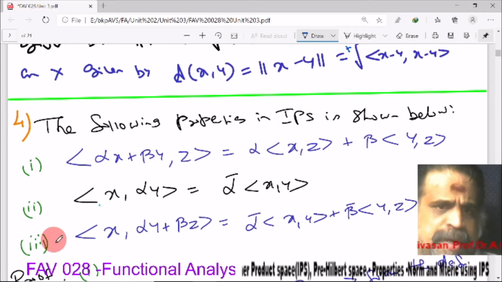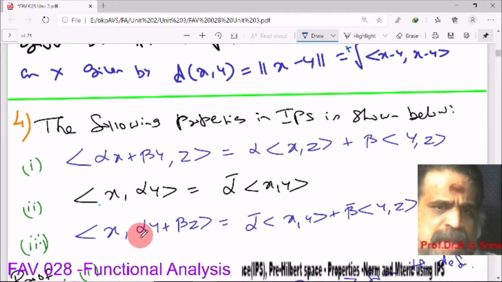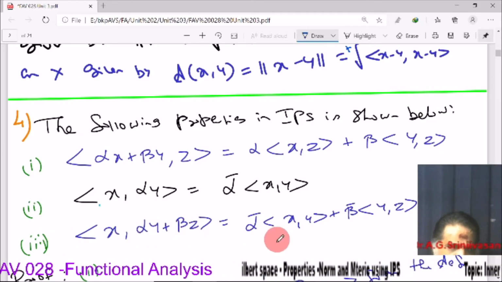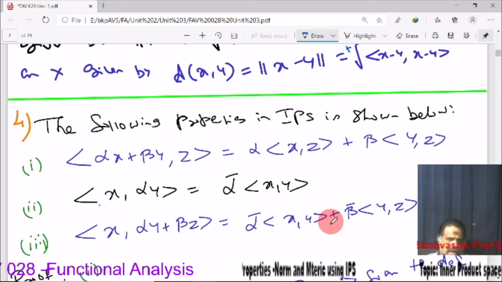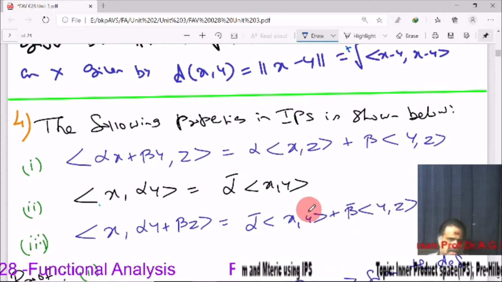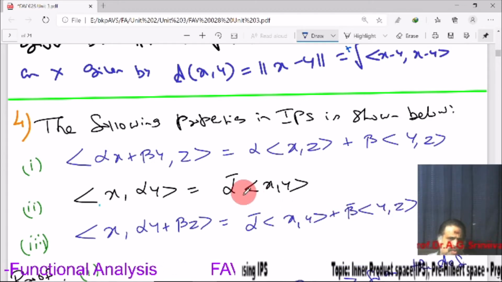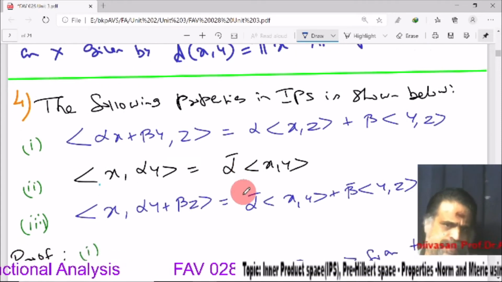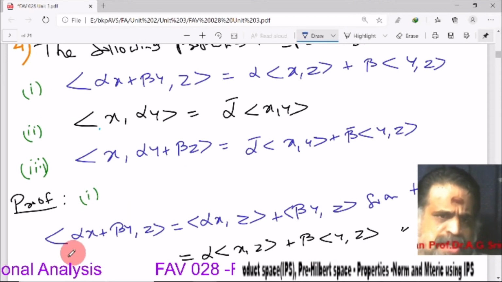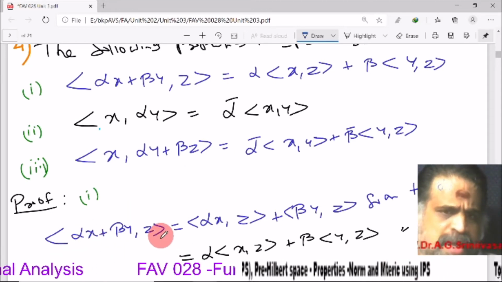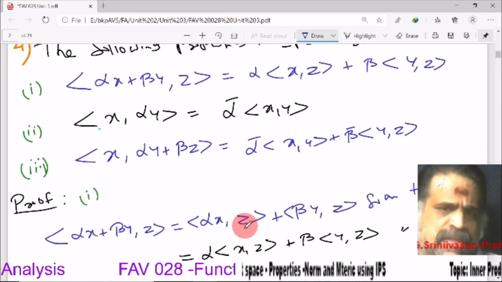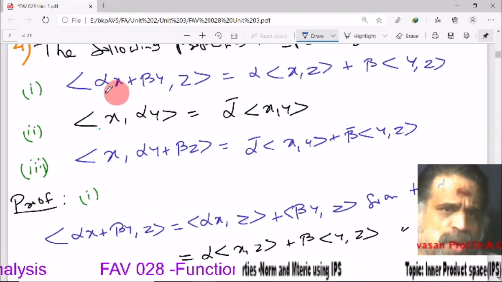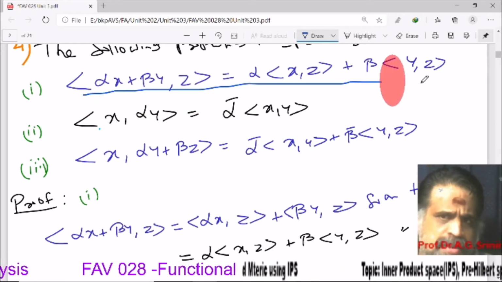The third property is that inner product x comma alpha y plus beta z is alpha bar inner product xy plus beta bar xz. The proof is very simple. Let us do it without much discussion because it is a very simple proof. We will prove the first one, which is inner product alpha x plus beta y comma z is alpha xz plus beta yz. Now we are going to show that this is going to be this.